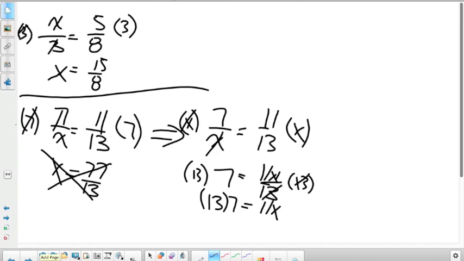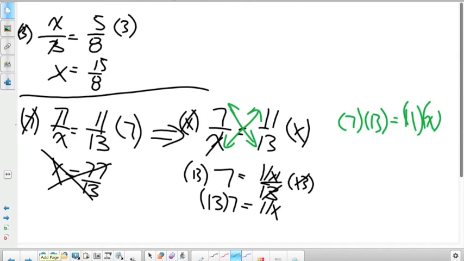Multiply by x over 7? Like, if it was 11 over 13x. Okay, yes, we could. But I just want to demonstrate that one part. This is why the cross multiply works, because essentially this is what you're doing. When you cross multiply, you get 7 times 13 is equal to 11 times x.